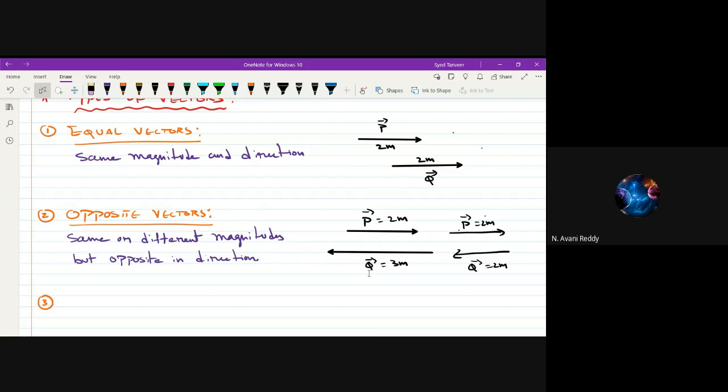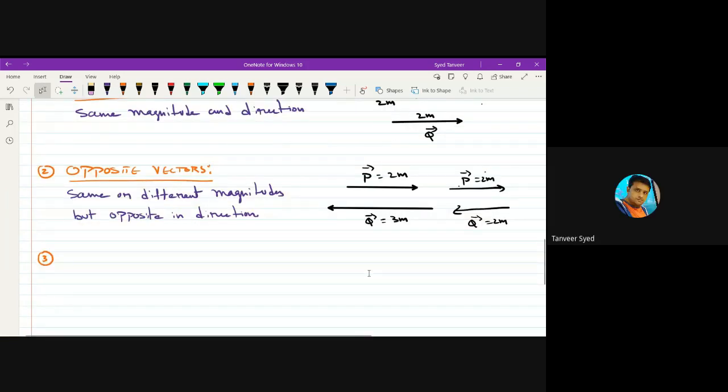Sir, can you explain opposite vectors again? Opposite vectors, one train is going towards left, other train is going towards right. They are traveling in opposite directions, right? Similarly, if one vector is pointing towards right, another vector is pointing towards left, whether they have same magnitudes or different magnitudes, they will be called opposite vectors. The term itself specifies it, right? Opposite vectors, directions are opposite, that's all. Magnitude might be same, magnitude might be different.